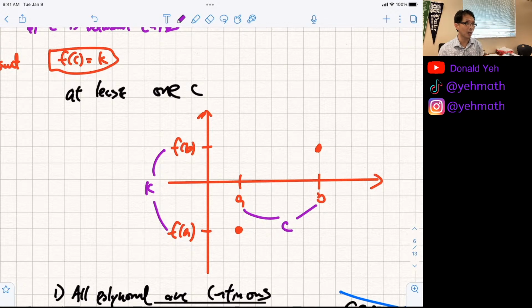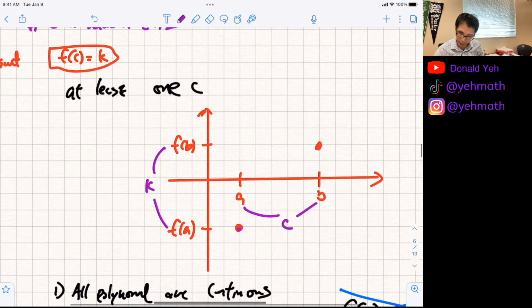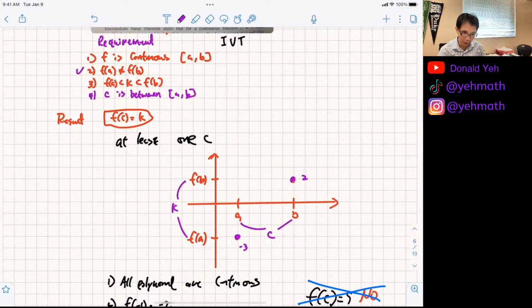k has to be between those two values. That's why f of a does not equal f of b. Because if f of a equals f of b, there is no k. Okay? So let's just say we have a point here. This is the point that we start with. There's an output at -3 here, and there's an output here at -2, or +2. Sorry, I can't read. So those are the things that make f of a not equal to f of b. So my condition 2 is already fulfilled. My condition 1 is f is continuous.